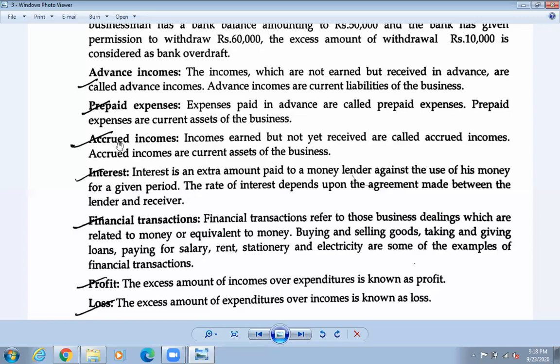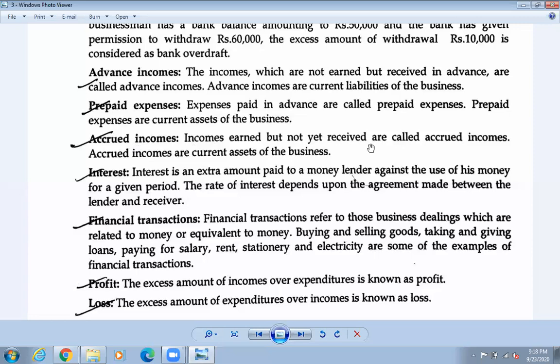Okay, so next one is accrued income. What is accrued income? Accrued income is income earned but not yet received. This year, this month, I have worked so hard, but I have not got anything. So if this is the story, that is called accrued income. I worked but still I have not got money, that is called income earned but not yet received.